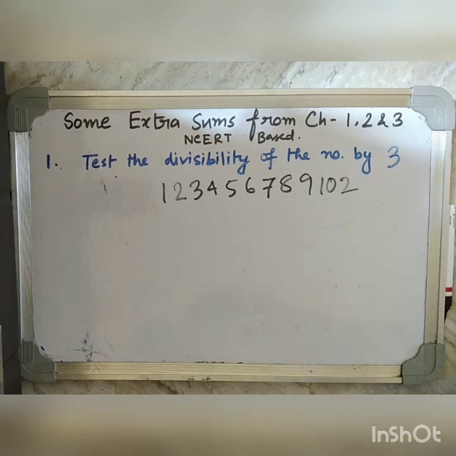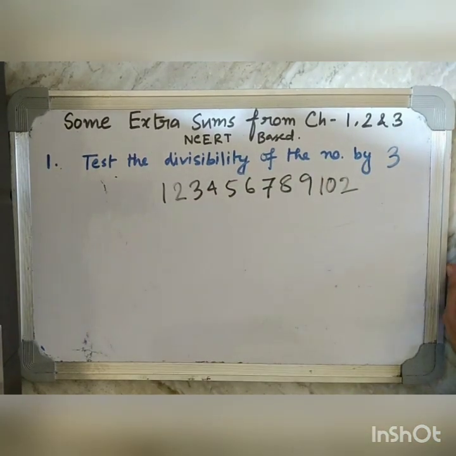Here in this test it is given, test the divisibility of the number by 3. Now this is also a sufficiently big number. If we start dividing this number by 3, it will take a long time, isn't it? So there also we have to apply the rule. And what is the divisibility rule by 3?